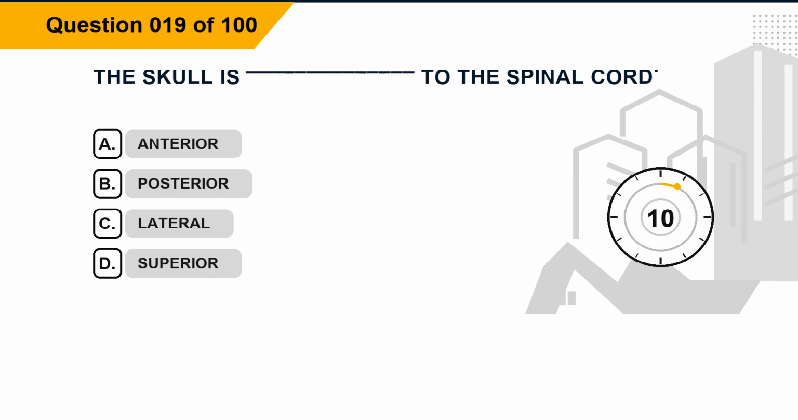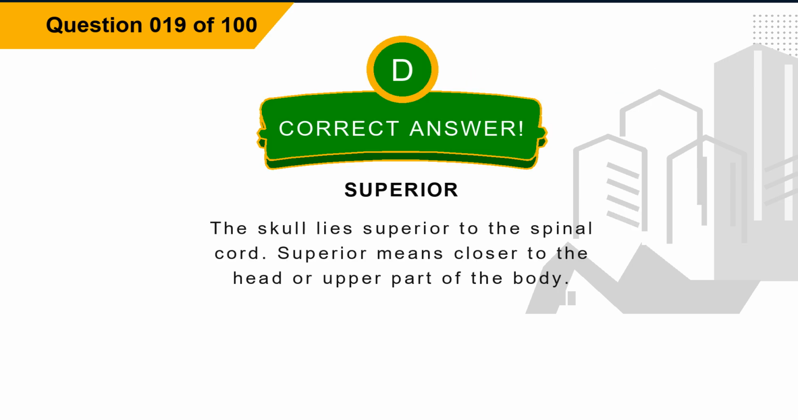Question 19. The skull is blank to the spinal cord. Option A, anterior. Option B, posterior. Option C, lateral. Option D, superior. The correct answer is option D, superior. Explanation. The skull lies superior to the spinal cord. Superior means closer to the head or upper part of the body.